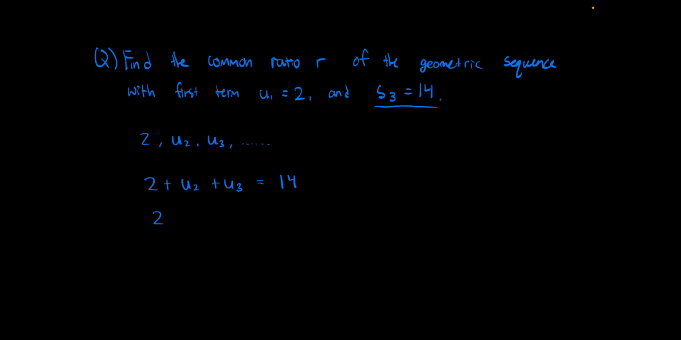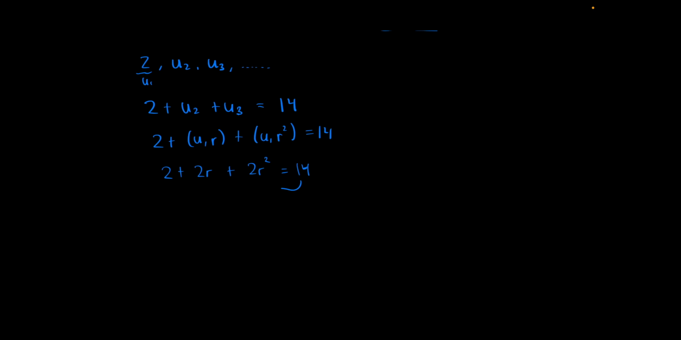Now, we know that u of 2 can be represented as u of 1 times r, and u of 3 can be represented as u of 1 times r squared. And we also know what u1 is equal to, which is 2. So we can substitute that in, and we get 2 plus 2r plus 2r squared equals 14. I'm just going to move 14 to the other side, and this becomes 2r squared plus 2r minus 12. And I'm just going to divide by 2 because we want to get rid of that factor. It becomes r squared plus r minus 6 equals 0.